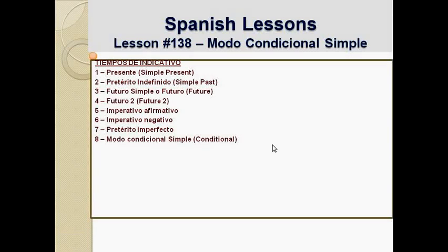In this class, I will show you how to conjugate all the Spanish regular verbs into what we call the Modo Condicional Simple. This is the conditional verbal tense. But we have the simple conditional and the perfect conditional. The simple one uses no auxiliary verb, and the condicional perfecto uses an auxiliary verb, which is the verb haber. But we will leave that for our next class.